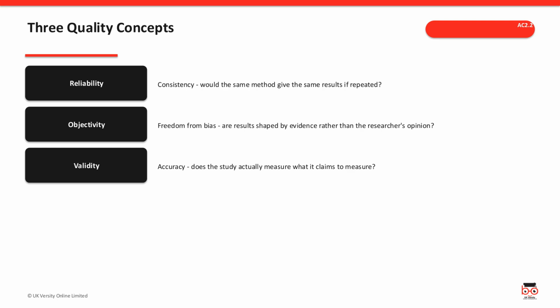However you gather data, three concepts judge its quality. Reliability is about consistency. Would the same method give the same results if you repeated it? Objectivity is freedom from bias. Are your findings shaped by the evidence rather than your own opinion? And validity is accuracy. Does the study genuinely measure what it claims to measure? Keep those three in mind and you can interrogate almost any piece of research.